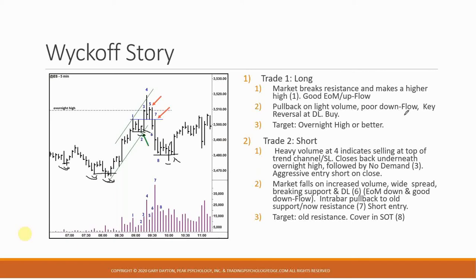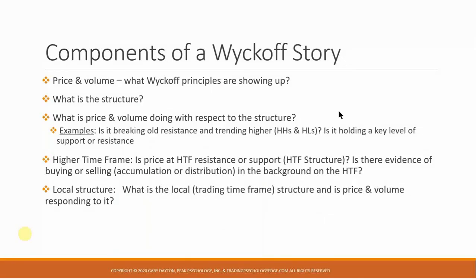It's the story that we're interested in because it's the Wyckoff story that helps us analyze the market. It encourages us to, instead of just taking a bullish pattern, start looking at what's going on in the market. Okay, so the components would be price and volume. And here we're looking at the lower time frame, and we're looking at what principles are showing up. No demand, testing, no supply, effort versus result, shortening of the thrust, clustering of closes, all the stuff we talked about last time. What's the structure, both local and higher time frame?